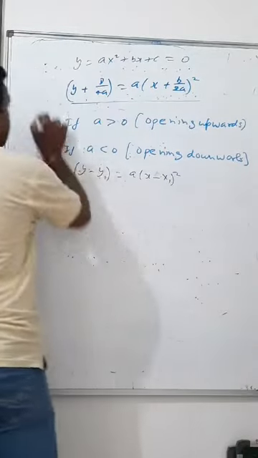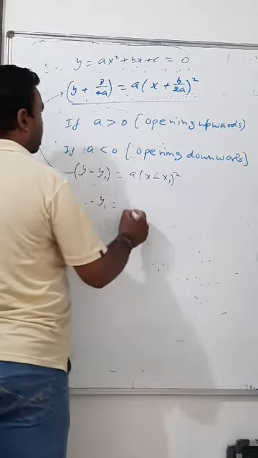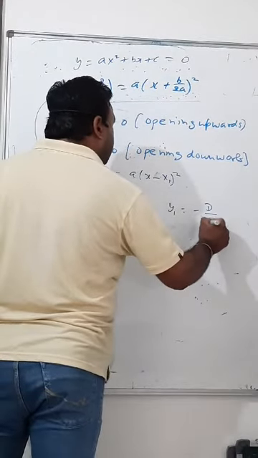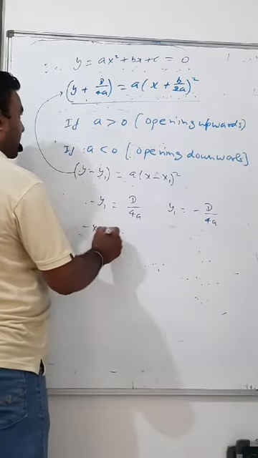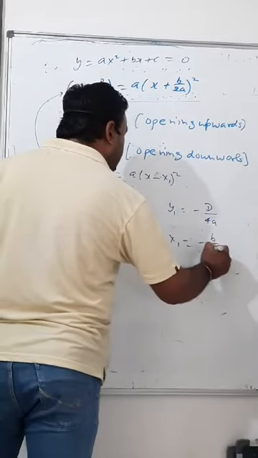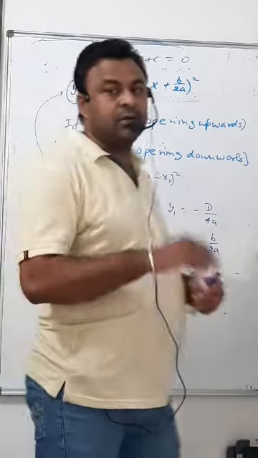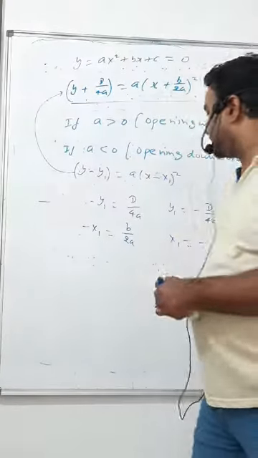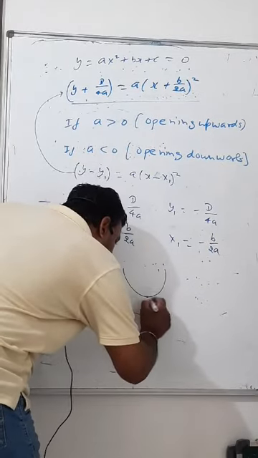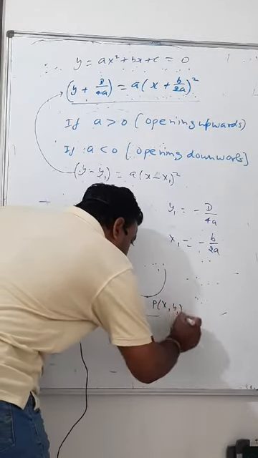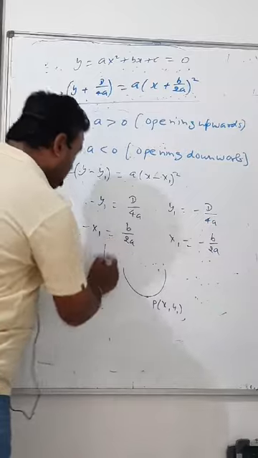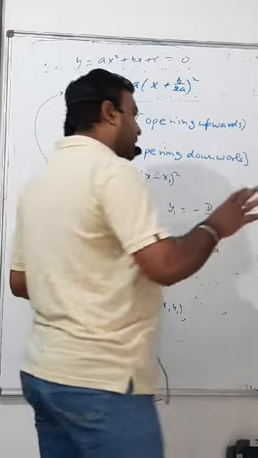Here, if I compare these two equations, then minus y1 is D by 4a, or I say y1 equals minus D by 4a, and minus x1 is b by 2a, say x1 is minus b by 2a. (x1, y1) is the vertex of the parabola. That means if this is the parabola, then this is the point P having coordinates x1 and y1. Wherever it is, I need not draw quadrants, it can lie anywhere.